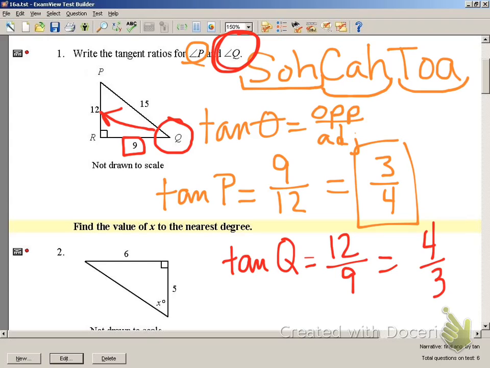Now, some of you always get caught up in the fact of adjacent. Well, why is 15 not adjacent? The simple fact of the matter is that any side opposite the right angle is always the hypotenuse, so it is never considered an adjacent side. Let's move to number 2.